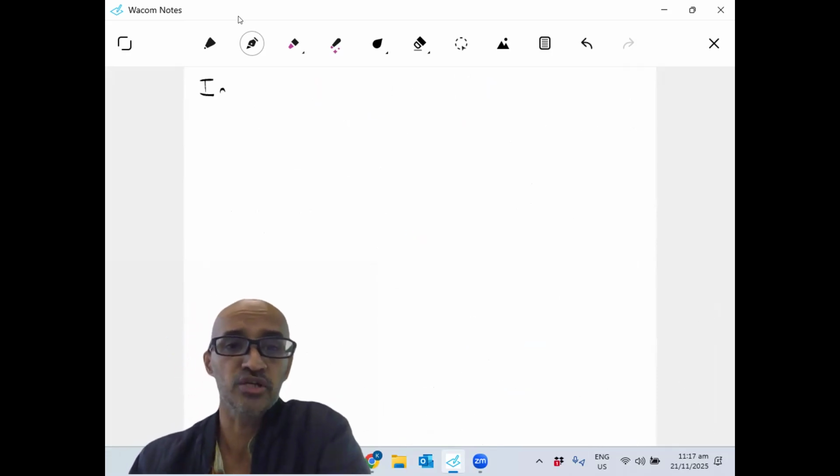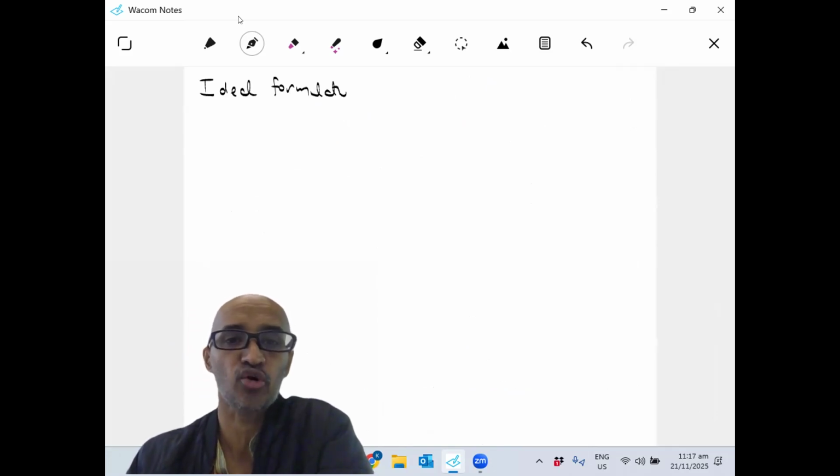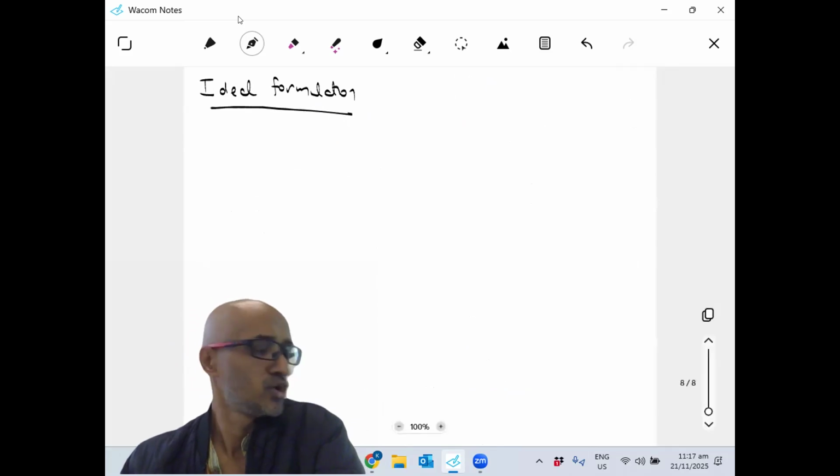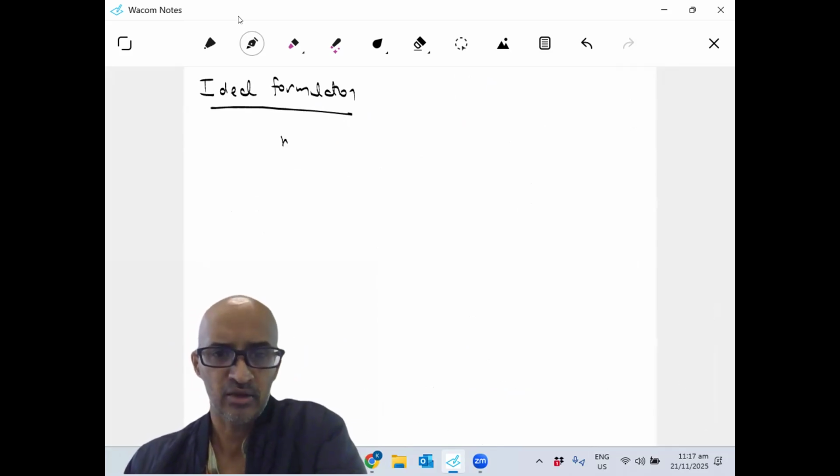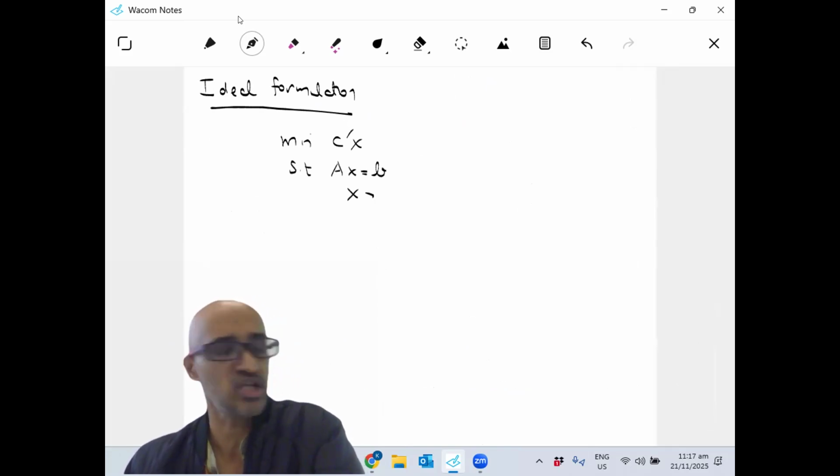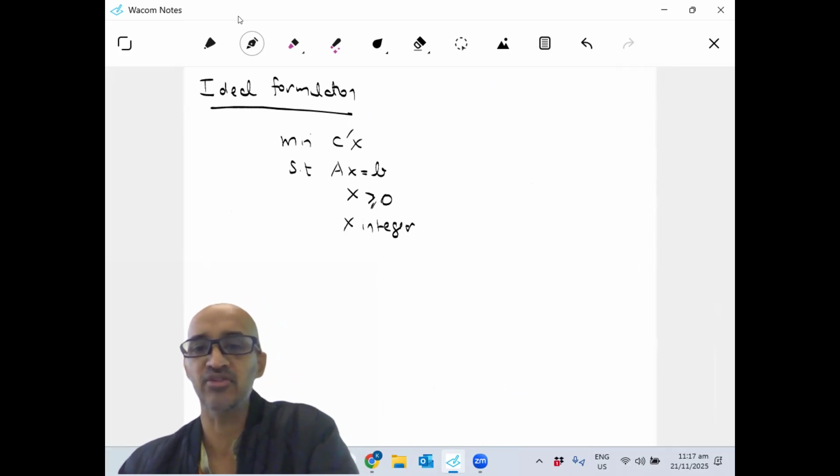So what's an ideal formulation? This we have already discussed, but let me just concretize this. So suppose I have got an IP of this type: minimize C transpose X, subject to, let's say, AX equal to B, X non-negative, X integer. Okay, and for completeness, to keep things simple, let's assume that the feasible region is bounded.